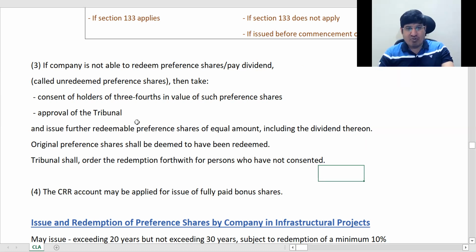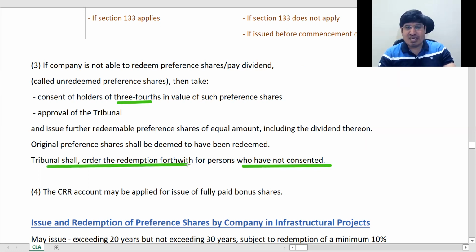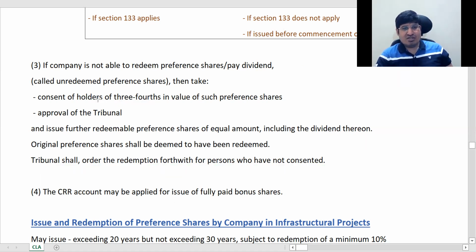And there is one more extra point given here for you. If the company takes the consent of 3/4, then for those who have not consented, the company will have to make arrangements and return their money. If people have not consented, for them the company will have to redeem it. Okay, so this is one point.